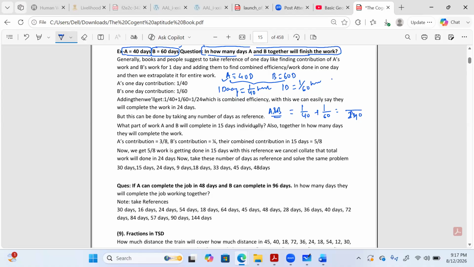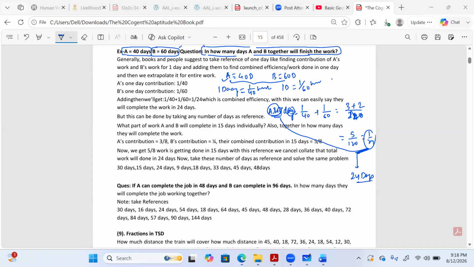नहीं, 120 ही लेंगे ना, we will keep 120 as LCM. 3 plus 2, 5 by 120 which is 1 by 24. So A and B together in one day are able to do 1 by 24 work. So for the entire work they will be taking 24 days. ये समझ में आया? Did you get this?